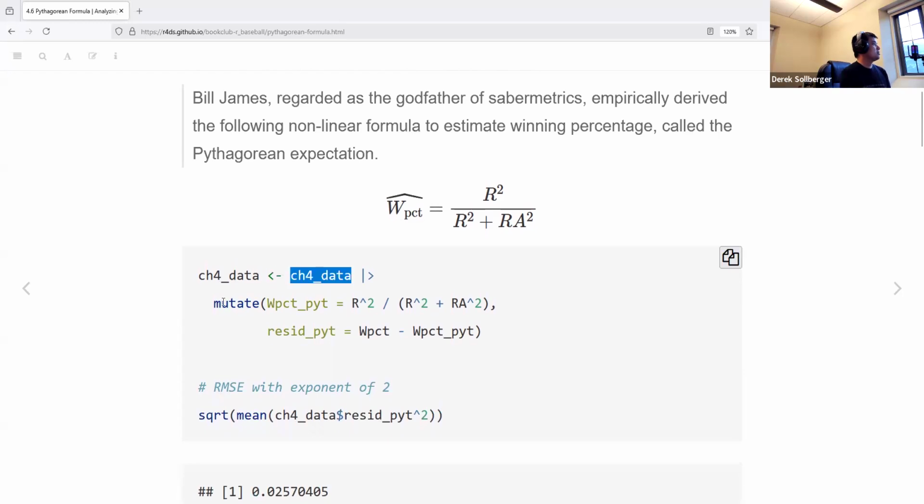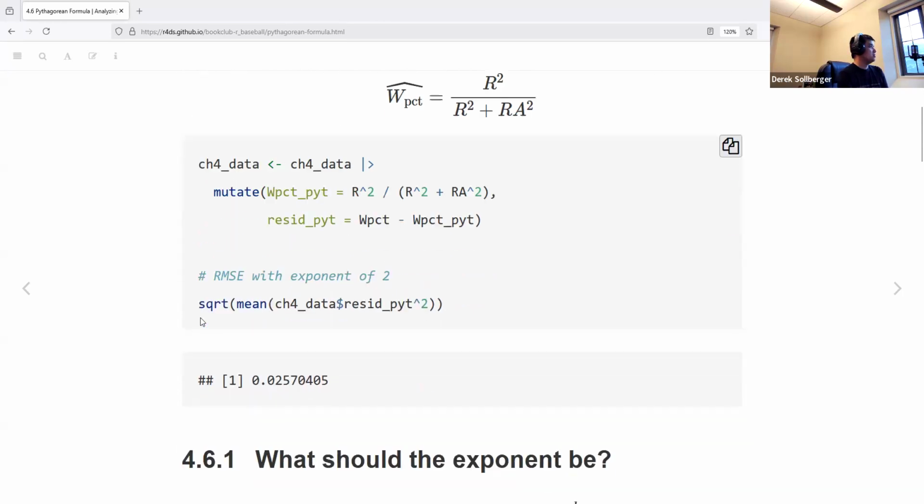So we're taking our data frame and tacking on a couple more columns: the formula from above for win percentage coming from the Pythagorean formula, and then a residual, the true win percentage minus the win percentage predicted by the Pythagorean formula. For a metric, we can compute the root mean squared error. What I like to tell my students is that when we're dealing with some metric, we get some number out of it, but we might not know what to do with this number right now, and that's okay. We'll come back to that in just a couple minutes.